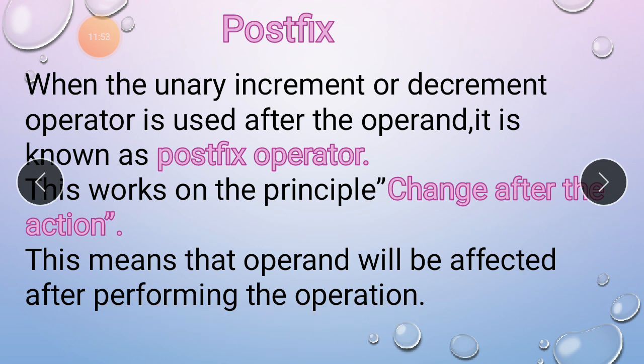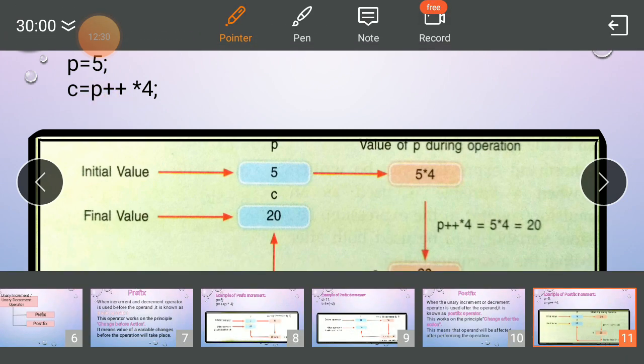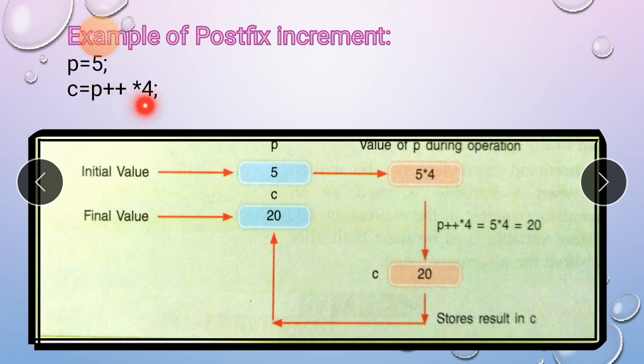Let us see with an example here. Example of postfix increment. Here the value of P is 5. C is equal to P plus plus into 4. Here this is our expression, P plus plus into 4. The value of P should be multiplied by 4. This is the operation. Here the operation will be performed first and then the value of P will be incremented. Why? Because this is a postfix increment operator. That's why the value of P will be incremented after performing the multiplication.